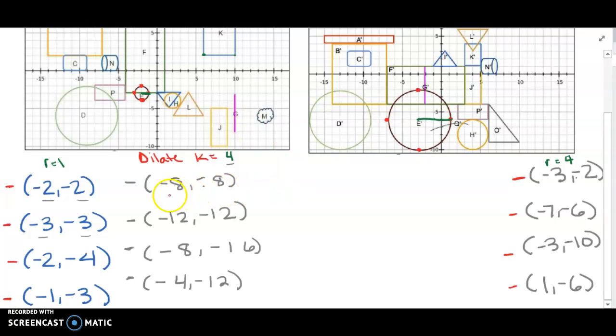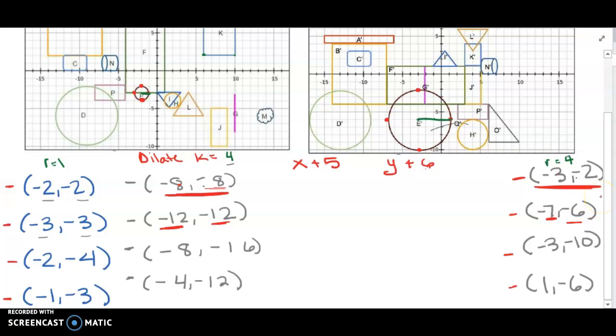Now I'm just going to compare these 2 points. I'm at -8, I go to -3. So I'm adding 5 to my x. And from -8 to -2, I'm going up 6, or I'm adding 6 to my y. Let's see if that holds true for all of these. So I start at -12. If I add 5 to my x, I am at -7. And if I go up 6, or add 6 to my y from here, I'm at -6.